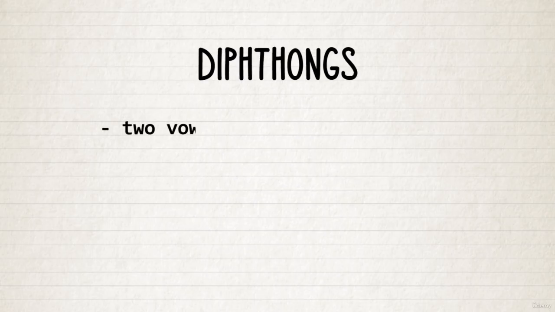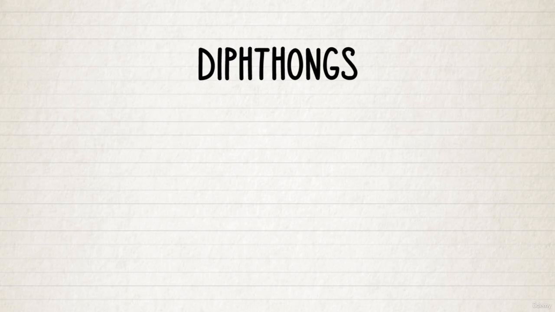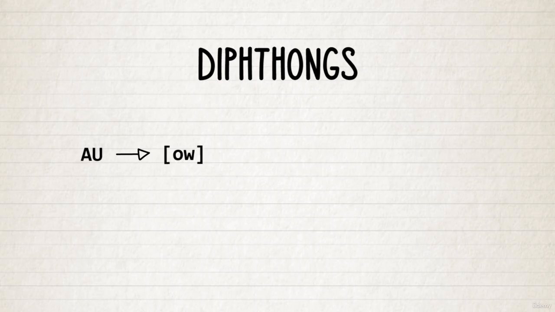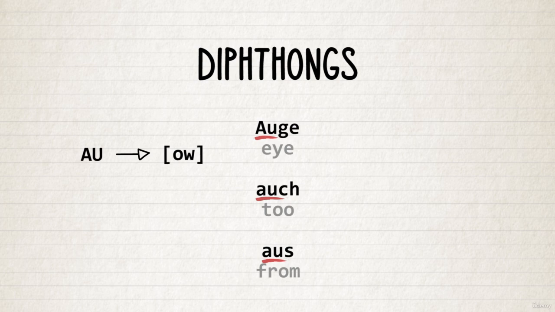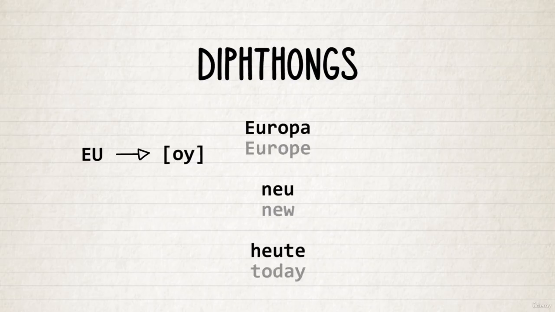But that's not all. Besides the vowels, we also have the diphthongs. Remember these? The letters that come together and get pronounced together? We already learned two of them, IE and EI. And let's check out two more. AU. A and U get pronounced as ow, like in Auge or auch or aus. And E and U. Together they get pronounced as oi, like in Europa, neu, or heute.